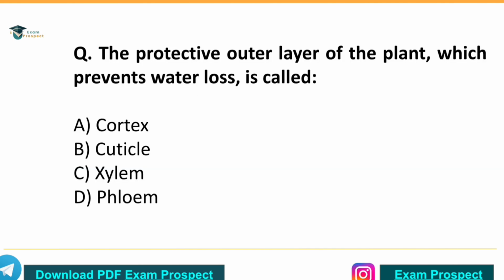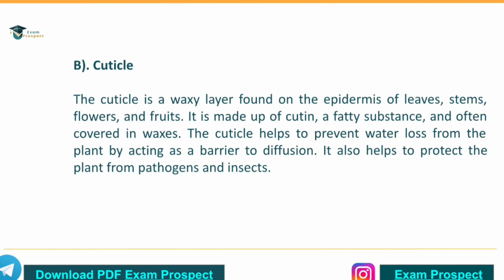Next question. The protective outer layer of plants which prevents water loss is called? Correct answer is option B, cuticle.